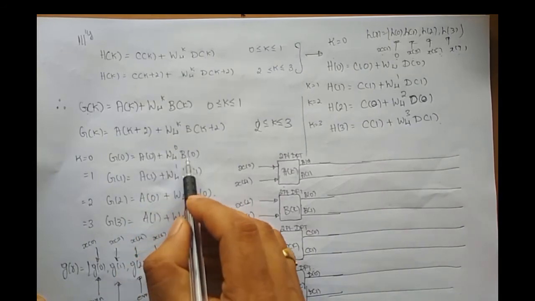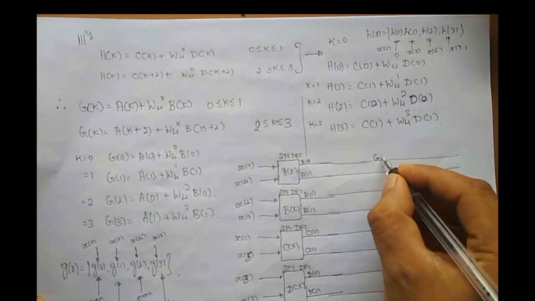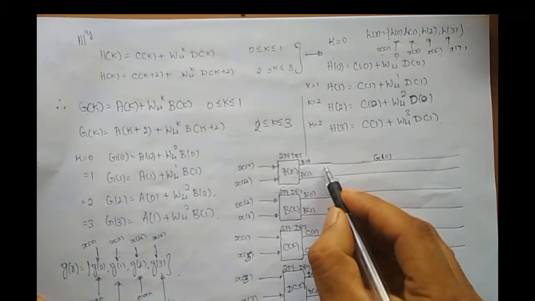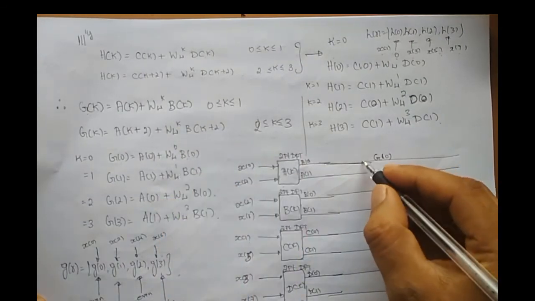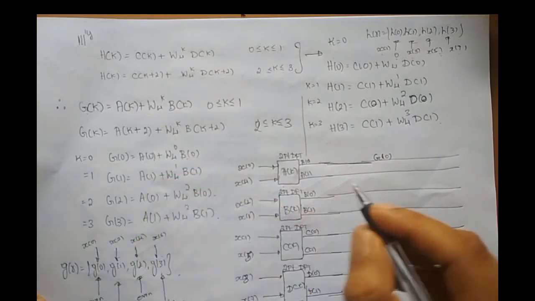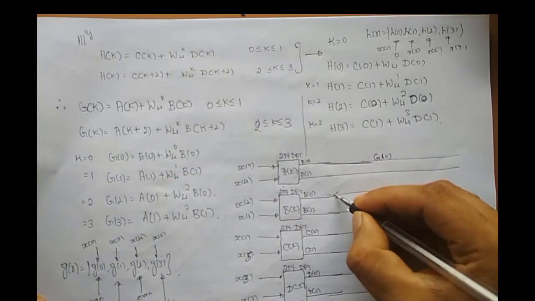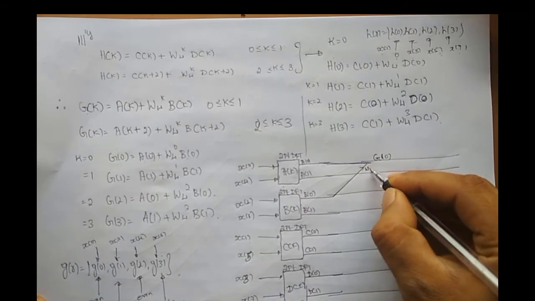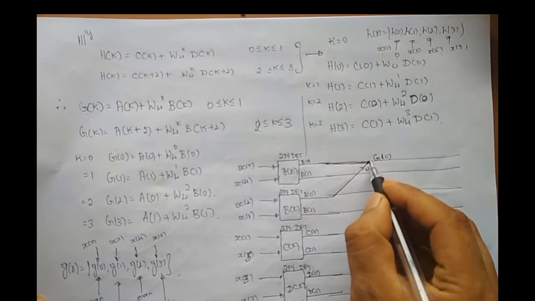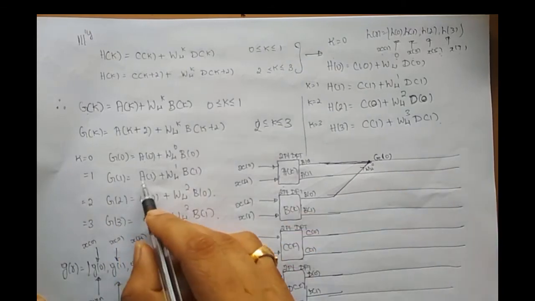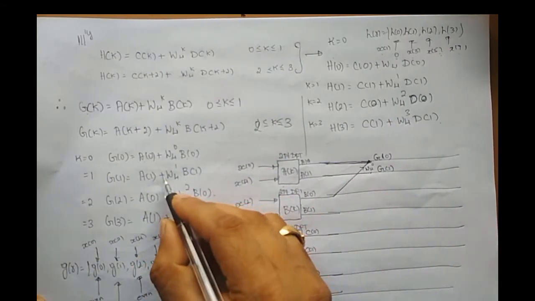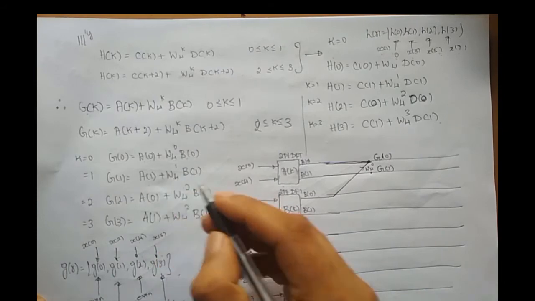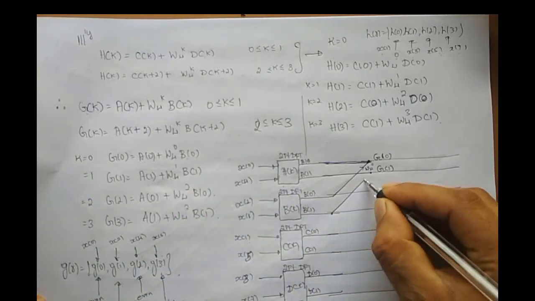What is a of 0 plus W4 power 0 times b of 0? It is g of 0. So this is actually g of 0: I have a of 0 here, and b of 0 scaled by W4 power 0, which is added with a of 0, which will give me g of 0. Similarly, g of 1: I have a of 1 here, which is added with b of 1 scaled by W4 power 1. So I have b of 1 here, which I am going to scale by W4 power 1. That is g of 1.